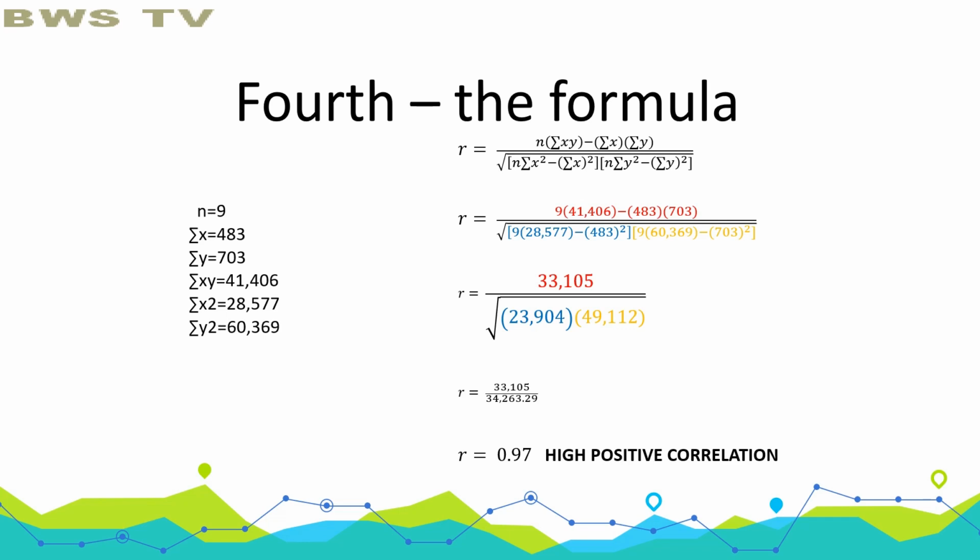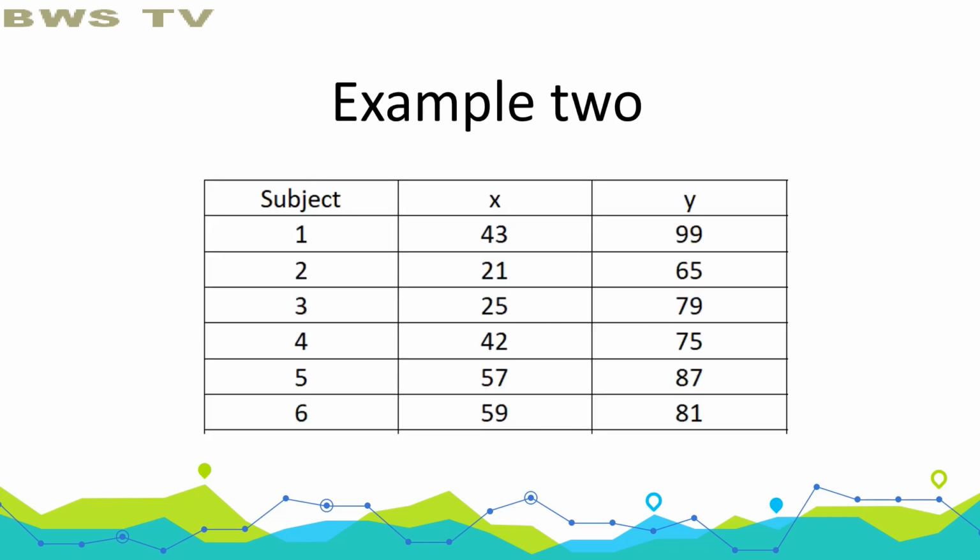If your calculator is a new type, then just input the third step directly on it. Otherwise, simplify the denominator first, then finish it. Finally, as our computed value says, there is a high positive correlation between the variables in the example. Now, another example.